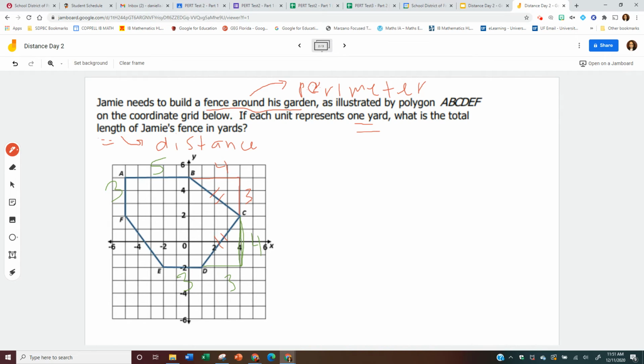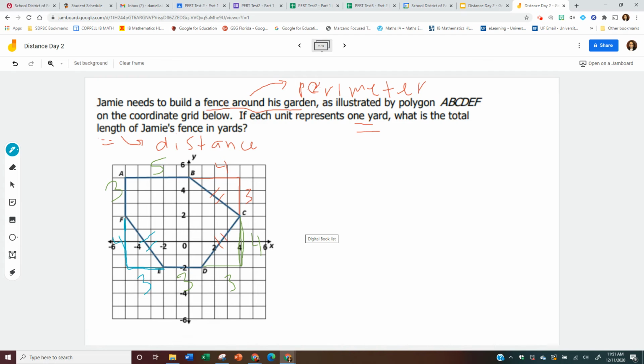Let's check out side FE. I'm going to see if side FE also gives me the same type of situation. So I'm going to draw my triangle from F to E. Okay, and it looks like F to E is also 1, 2, 3, 4, and also 3. And so I'm noticing that this side right here is also going to be equal to the others.